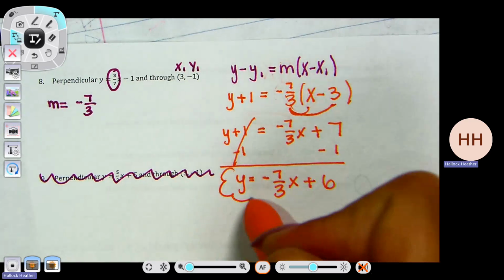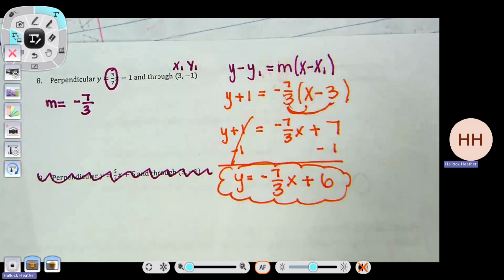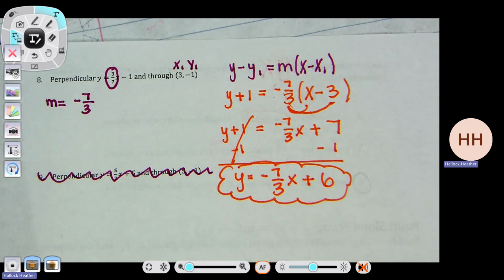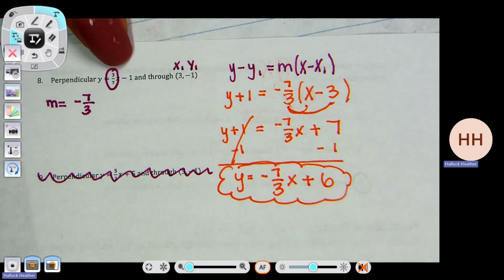Okay, so that is what we did on Friday. We are doing the same thing, but instead of it starting and just being able to take out the slope, we have to rearrange it first and then take out the slope. So we have an extra step.